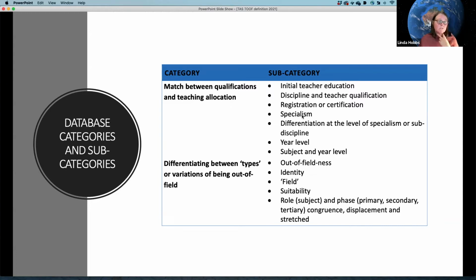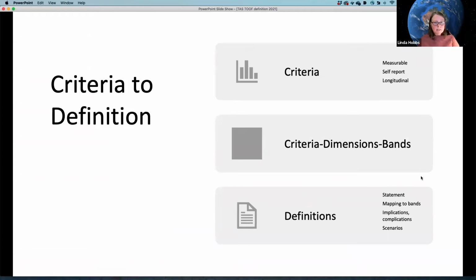In Victoria, we talk about registration. Specialism and the issues around multiple disciplines, or multidisciplinary subjects like humanities or even science, and then differentiation along those lines, year level, subject level, school context, etc. And then looking at the types, so different types of out-of-fieldness, different types of identity, standings, commitments, what field means, the notion of suitability, what does suitability mean, and then looking at role and phase. So some of that language we've actually picked up in putting together a number of criteria that you can use to make judgments about somebody as to whether they're out of field or not.